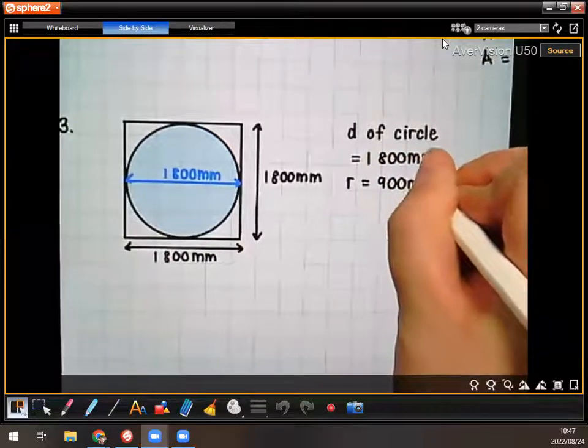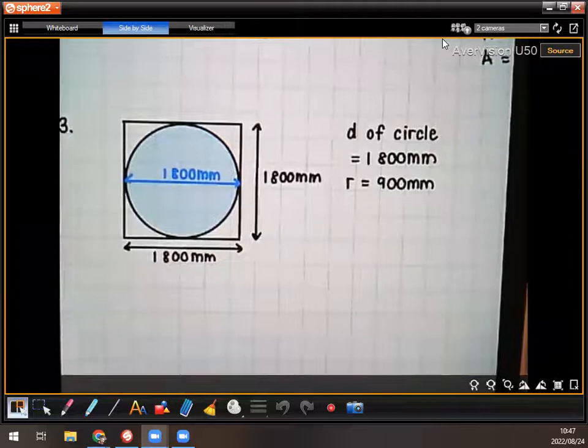Right? 1,800 divided by 2. Okay? So what were they asking us? They were asking us for the area of the largest circular tabletop that you can cut from the wood.